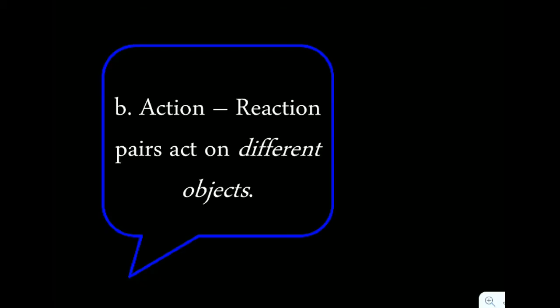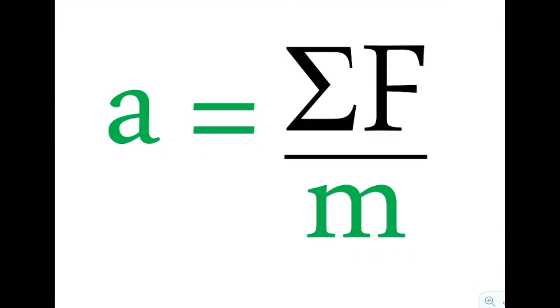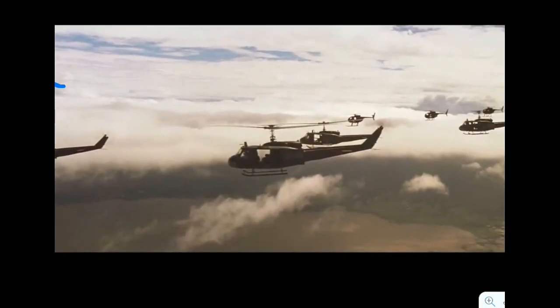Earlier we had mentioned that action-reaction pairs act on different objects. And a helicopter is a really good example. How is it that a helicopter can hover? And how is it that it can fly? We want to take a look carefully at net force once again and the forces that act on a helicopter. In order to do that, though, we want to first take a look at what are all of the forces involved in this scene. Let's first start with the weight of the helicopter.